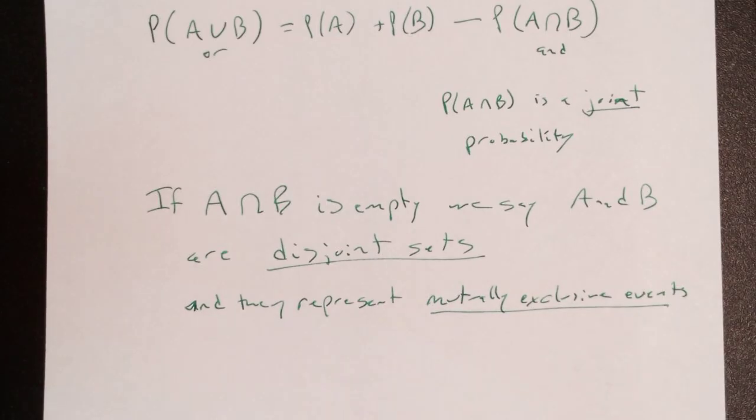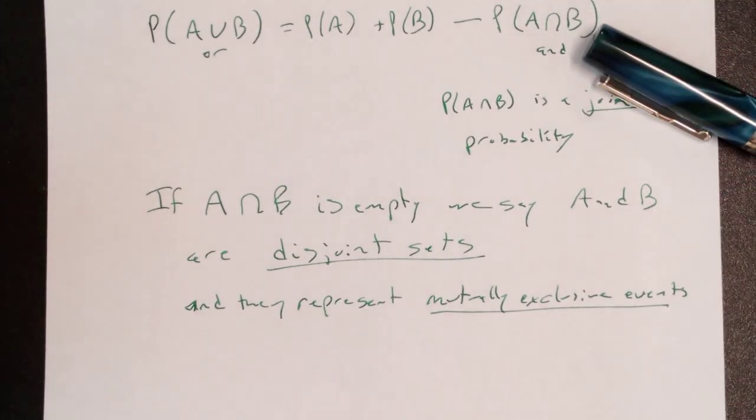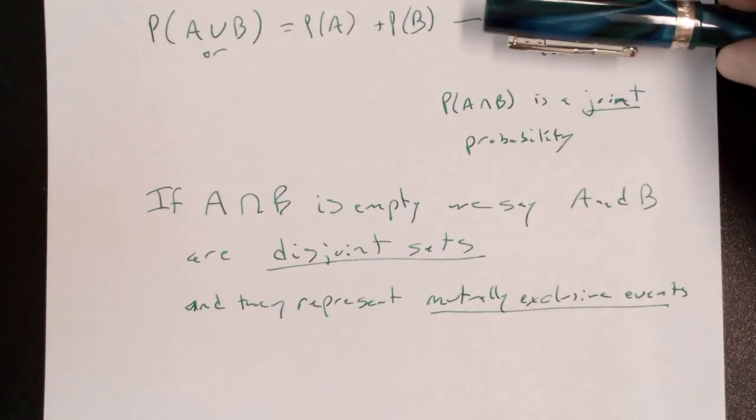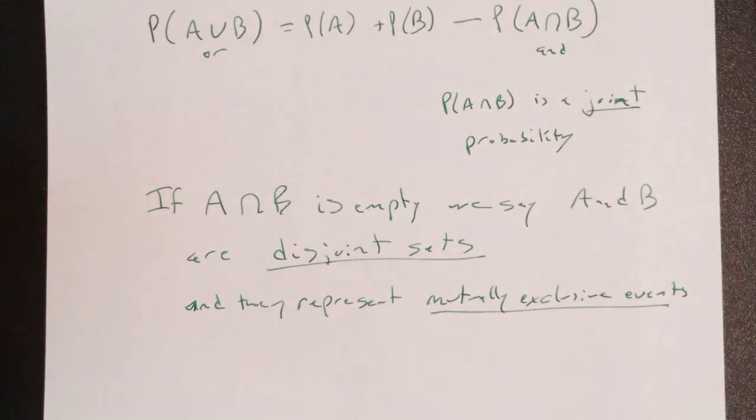You cannot be a spade and not a spade in a single card. You cannot have a 5 show on your die and have a 3 show on your die at the same time when you only roll 1. You can't have the coin come up heads and tails together. Those are mutually exclusive events. They can't happen together. And that means that this number is 0. And in order to do an OR, I just have to add the 2. There's nothing to subtract.